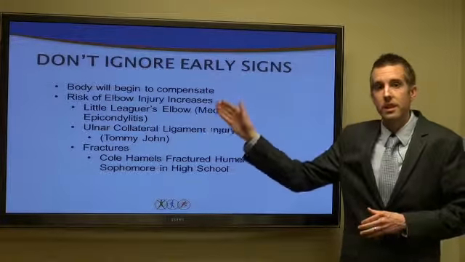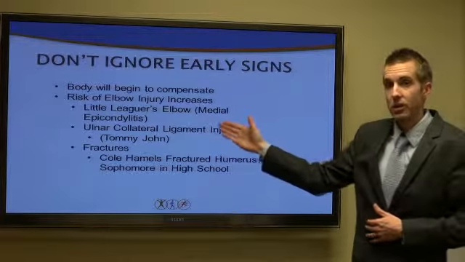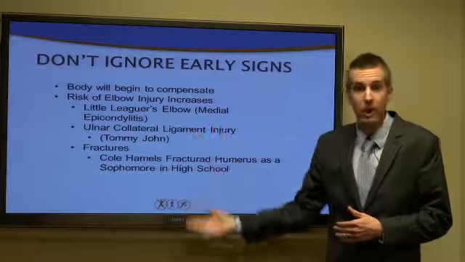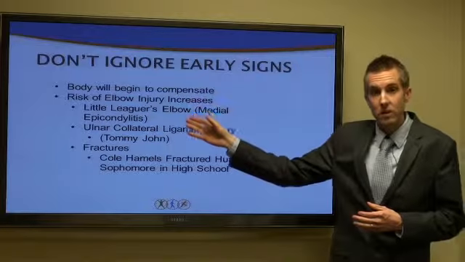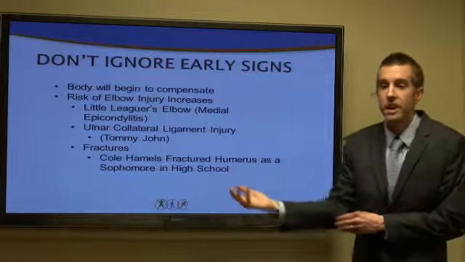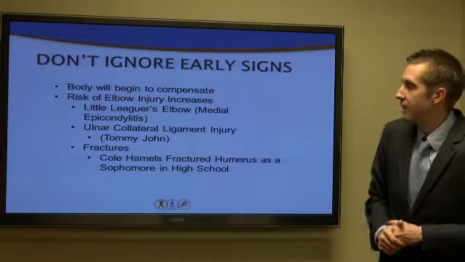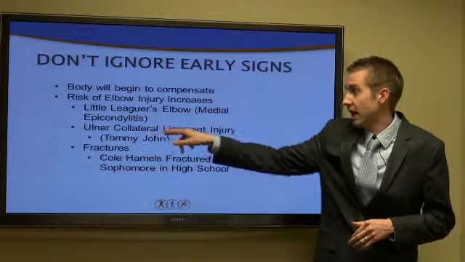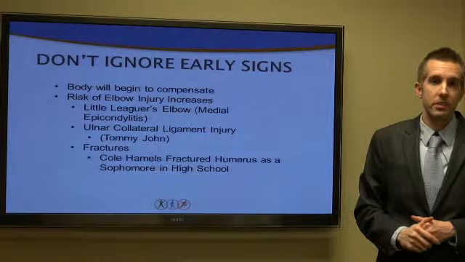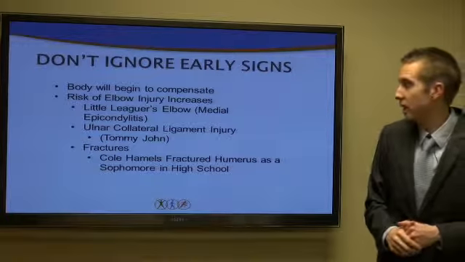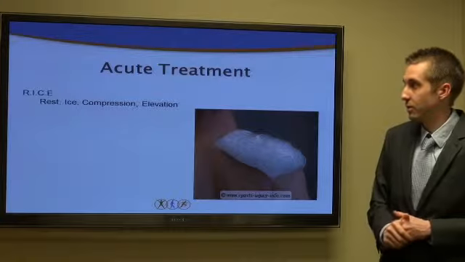What will happen is the shoulder will now be injured, but then you're also going to apply additional stress to your elbow or to other body parts. The most common is little leaguer's elbow, medial epicondylitis. It's inflammation there on the inner aspect of the elbow. Tommy John surgery is for a tear of the ulnar collateral ligament. And for those of you who may not be aware, Cole Hamels actually fractured his growth plate as a sophomore in high school while throwing. And I can almost guarantee there were some early signs and symptoms that he ignored to play.